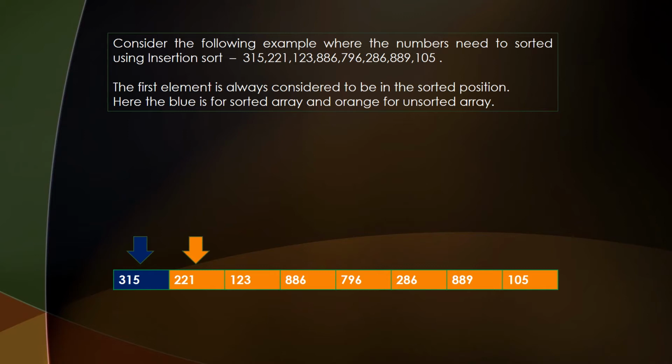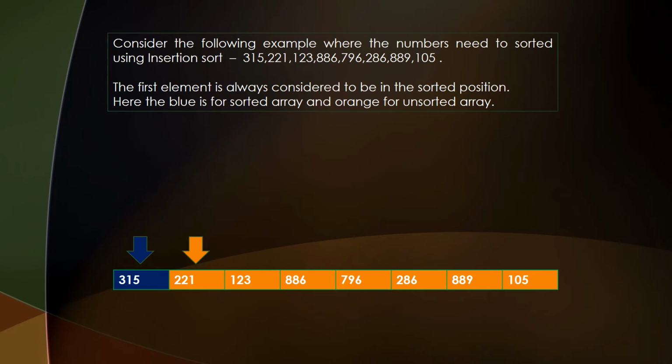So this is an example, an array of 8 numbers, and we will sort this array using the insertion sort algorithm. Now the main point is that the first element in any array is always treated as being in the sorted position. As you can see from the video, the blue colored array indicates the elements which are already in the sorted array, and the orange colored elements indicate the elements in the unsorted array, which need to be sorted and inserted into the sorted array. So by default 315 is taken to be in its sorted position.